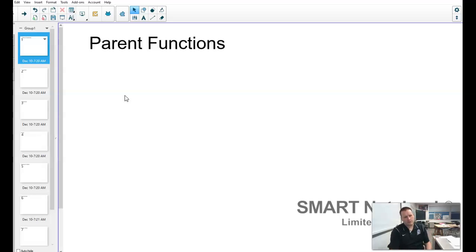A parent function is just a function. Remember, we kind of talked about what a function is compared to a relation in the last stuff that we've done. But remember, a function is a relation that passes the vertical line test, and that only has one x value. My x values do not repeat in that case.